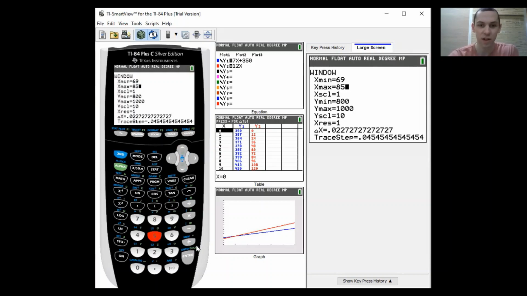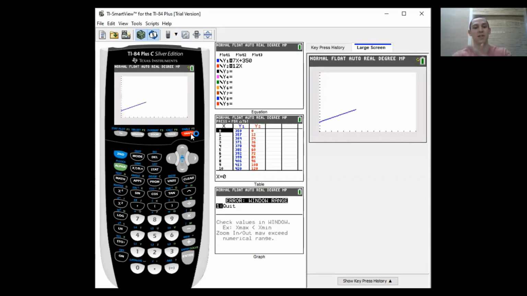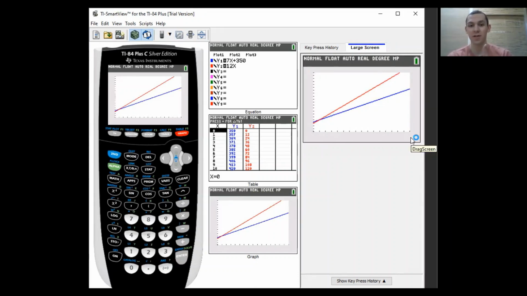We still wouldn't have seen anything, but that was part of the reason, that our window was so small on the x values that we were just seeing a tiny bit of it. And see, now that we've increased, we can see this point of intersection. And remember, I went from 69, that's here, to 85, which is up here. And we want the point where they intersect.